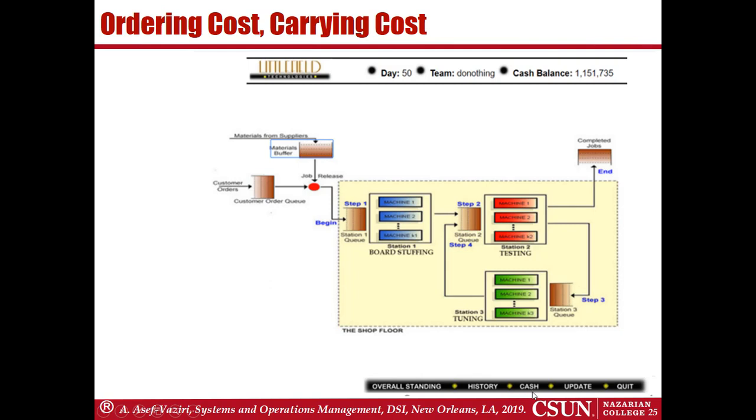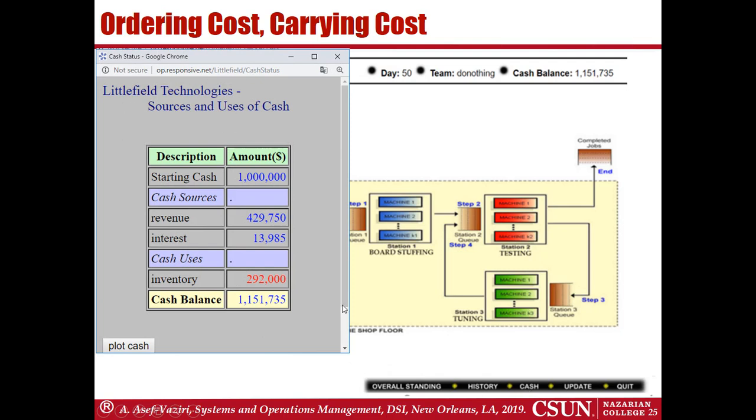And here is another neat problem that we can formulate. Find the points in the game where we can deliver some concepts. Here I click on cash. What was the situation with my cash in the first 50 days of the game? Starting cash was $1 million. I had this much revenue and this much interest. I have spent this much money on inventory, and my final cash is this.